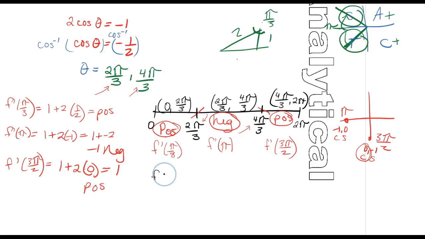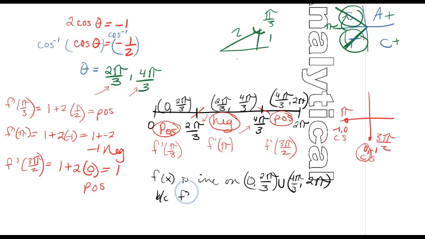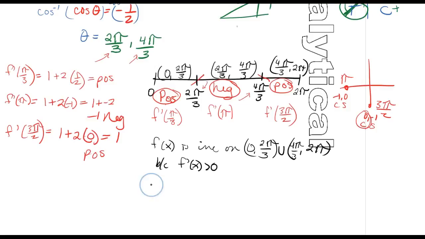My function is increasing on 0 to 2 pi over 3, and 4 pi over 3 to 2 pi, because my derivative is positive. And because my derivative is negative, my function is decreasing on 2 pi over 3 to 4 pi over 3.